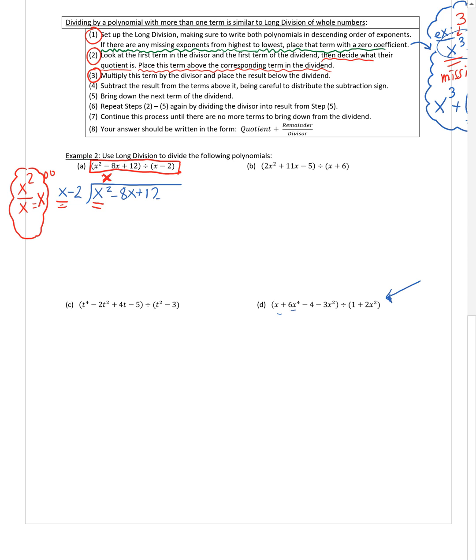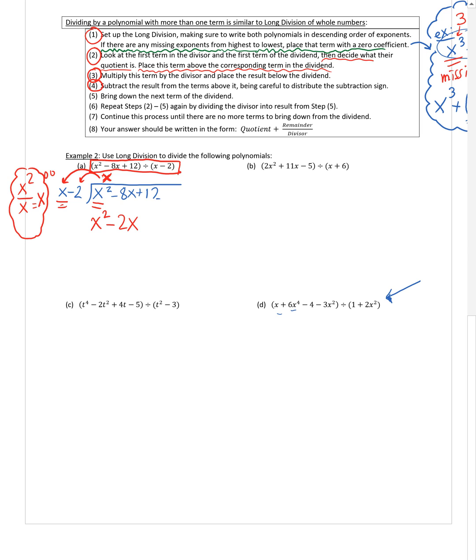Now you're going to multiply this term that you just wrote, the red x, by the divisor. Okay, but notice the divisor, it's x minus 2. There's 2 terms there, so you're actually going to have to distribute, right, or multiply this x by both terms. And if the divisor happened to have 3 terms, I'd have to multiply by all 3 of them. So I'm going to multiply those guys and write it below the dividend. So first I have x times x, that's x squared. And then I have x times negative 2, that's going to be negative 2x. Okay, so we've done that.